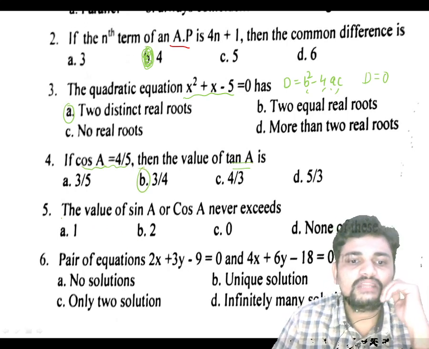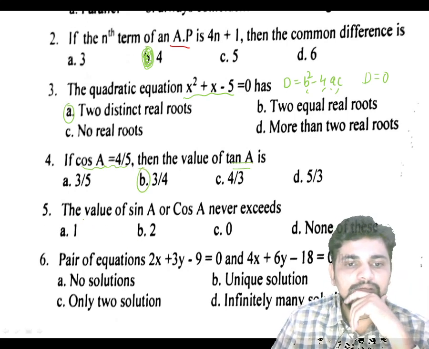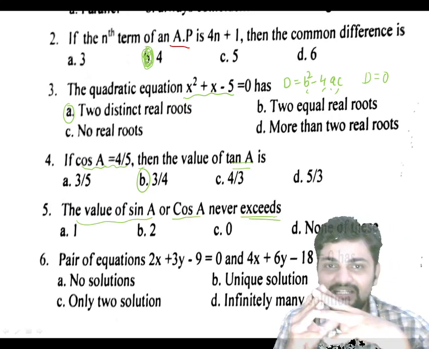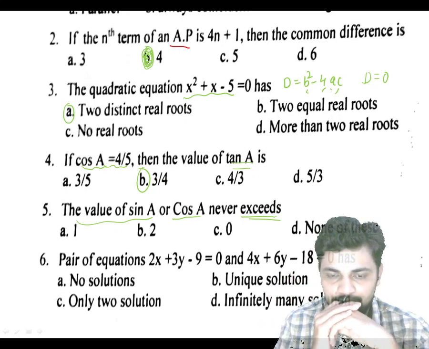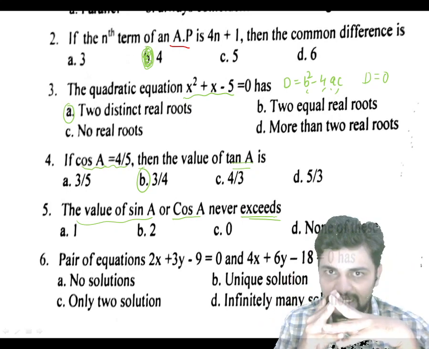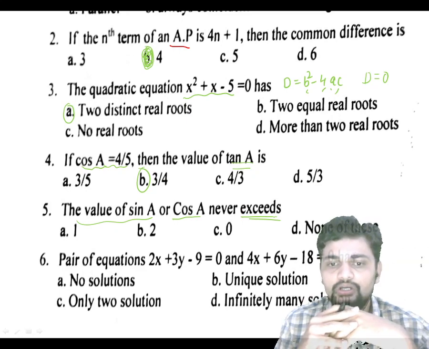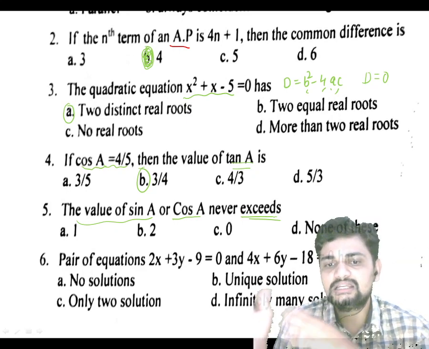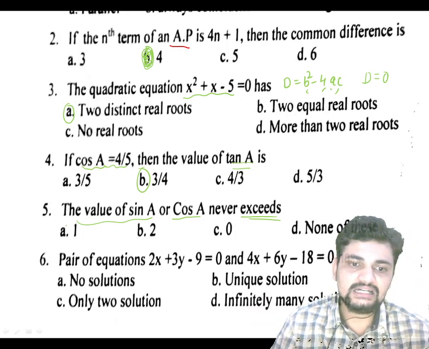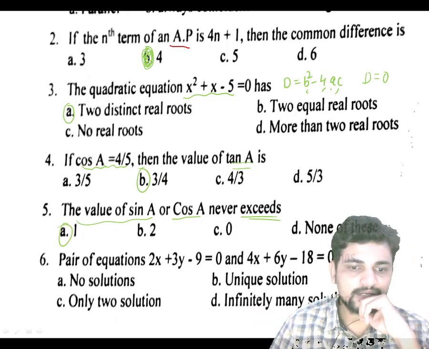Now moving to the next question, the fifth one. The value of sin A or cos A never exceeds. Exceeds means there is a maximum upper limit. If you take the values from sine of 0 to sine of 90 degrees for different standard values, the maximum possible answer is 1 because sine 90 is 1. So it will never exceed 1. So option A is correct.